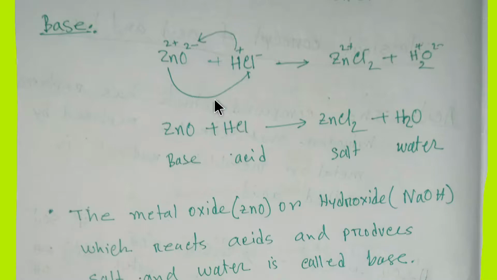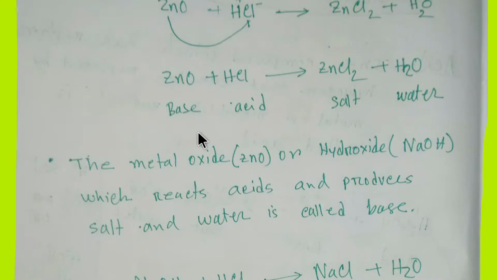But what will be the definition of base? The metal oxide or hydroxide, like sodium hydroxide, which reacts with acid and produces salt and water, is called base, right? That is, the metal oxide and hydroxide are the main source of base.